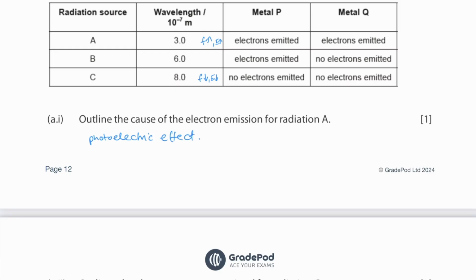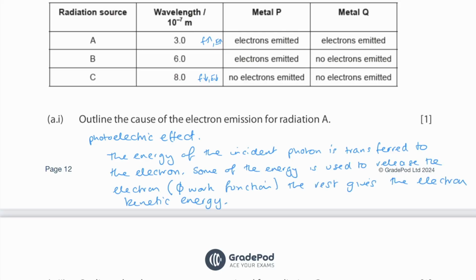And what that means is the energy of the incident photon is transferred to the electron. And I think we should finish it off by saying some energy is used as the work function to release the electron, and the rest of the energy is given to the electron as kinetic energy. I feel like I've definitely written too much there, but, why not?